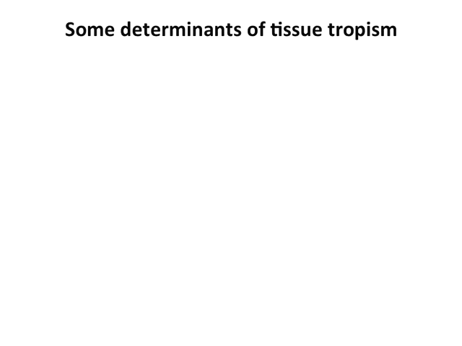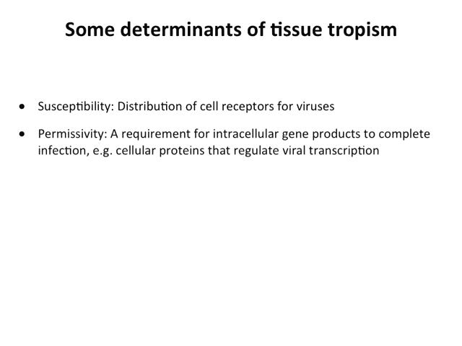So what are the determinants of tissue tropism? Well, one is susceptibility, right? The presence of receptors. If a tissue doesn't have a receptor, it's not going to be infected. So that's a pretty simple one. Then there's permissivity. That is what happens in the cell beyond the entry step. All the proteins that the virus needs to replicate. Intracellular gene products, if they're not present, the cell is not going to be permissive.